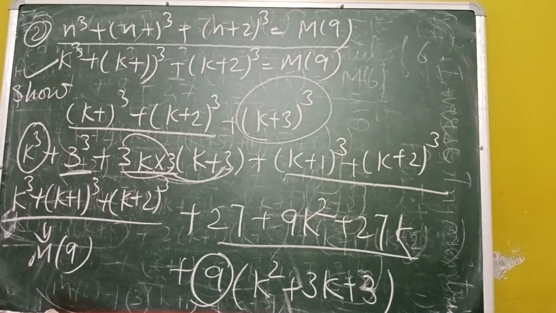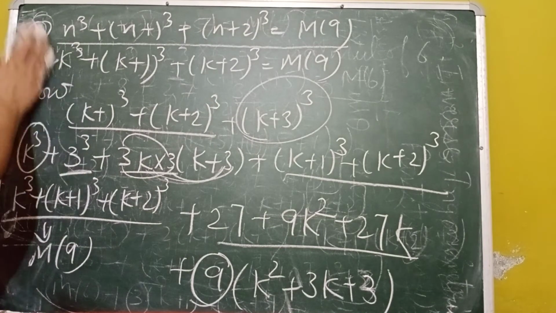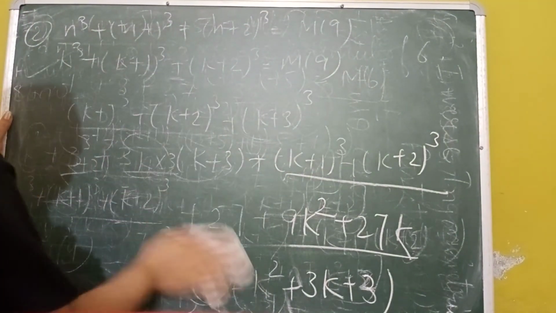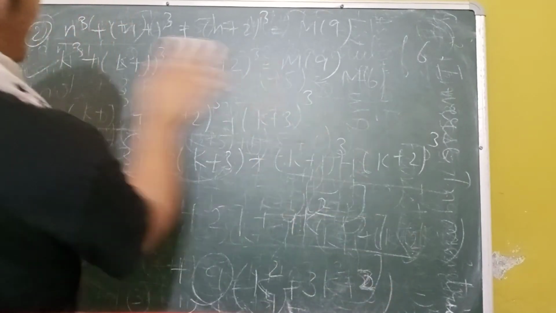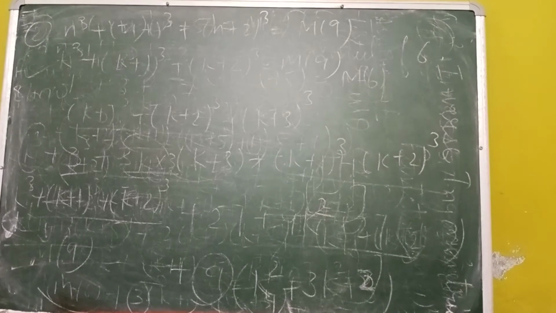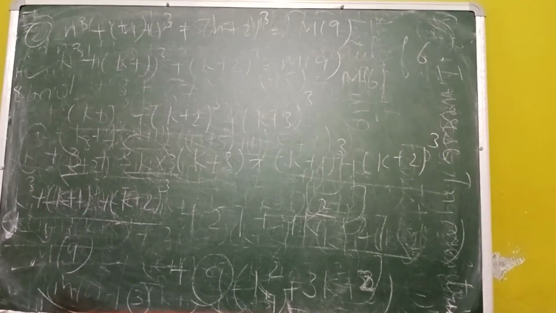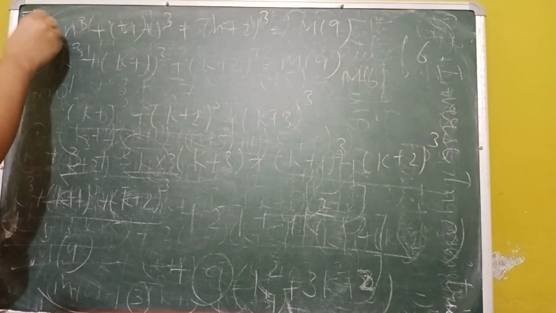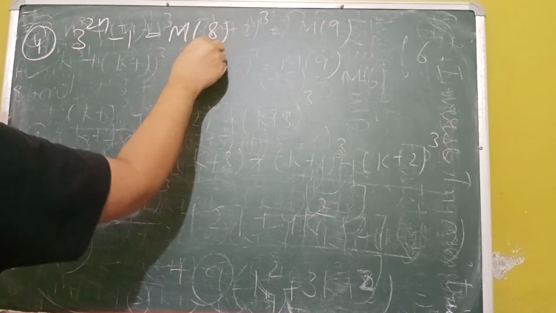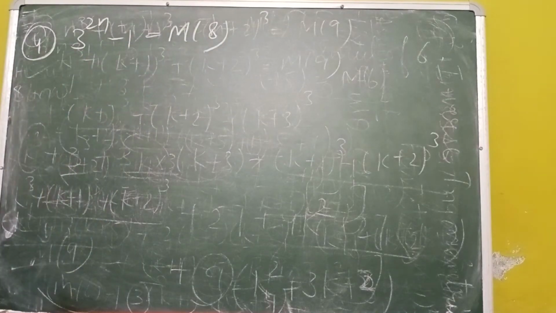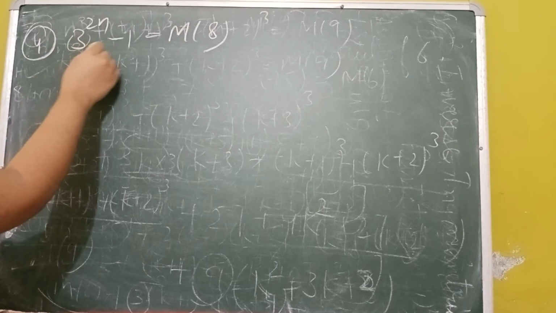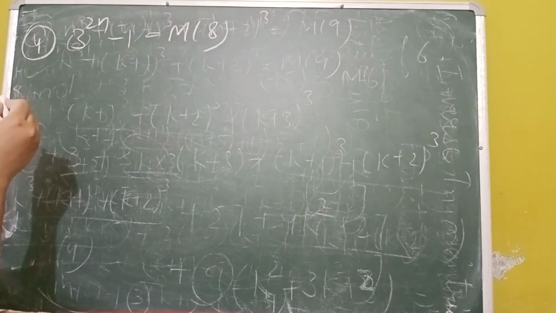One more question I am explaining here. Question number 4, as it is given, 3 power 2n minus 1 is a multiple of 8. So step 1 you can do for 1, it will be 3 power 2, that means 9 minus 1, it will be 8. That is a multiple of 8.